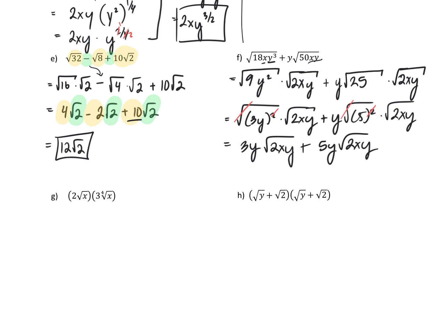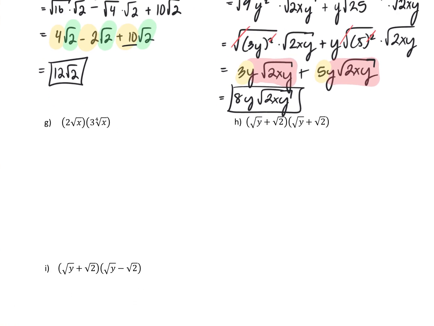And do we have like terms? We do. This is 3y squared of 2xy's, and that is 5y squared of 2xy's. So 3 plus 5 is going to give me, how many? 8y square root of 2xy's. And again, make sure your radicals extend all the way. And there we go. All right, let's take a look at G.